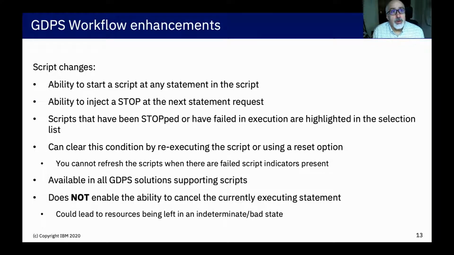So what you can do is there's a dialogue, then we'll come on to that in due course, which allows you to go in and inject a stop at the next script statement indicator, and GDPS will check that indicator every time it starts executing a new step. If it finds it set, it will stop. As simple as that. And you can then clear that condition, that stop indicator, by going into a panel or by re-executing the same script.